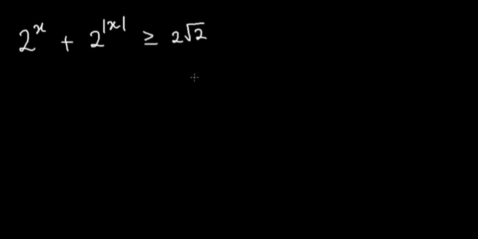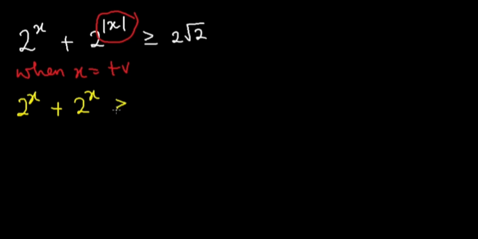This is telling us that this expression will be in true form. That means this x here, when it is positive and when it is negative. So that's what I'm going to do. So first of all, when x is positive, what are we going to have? We're going to be having something like this: 2 power of x plus 2 to the power of x greater or equals to 2 root 2.